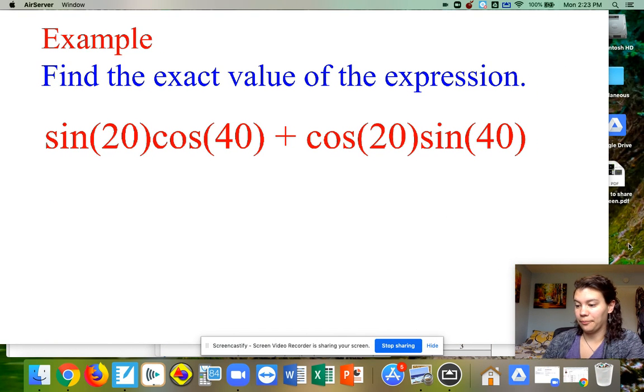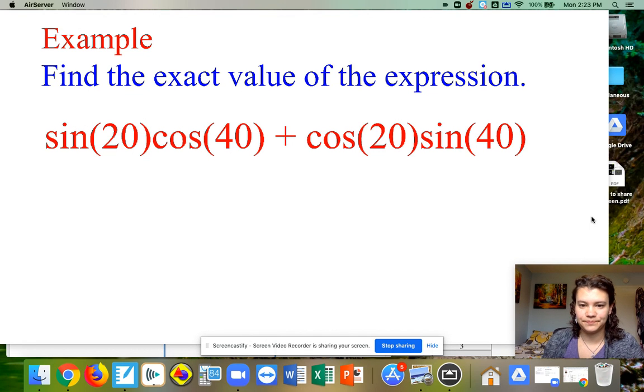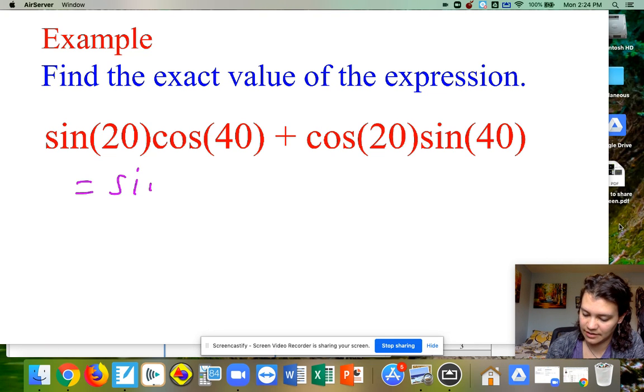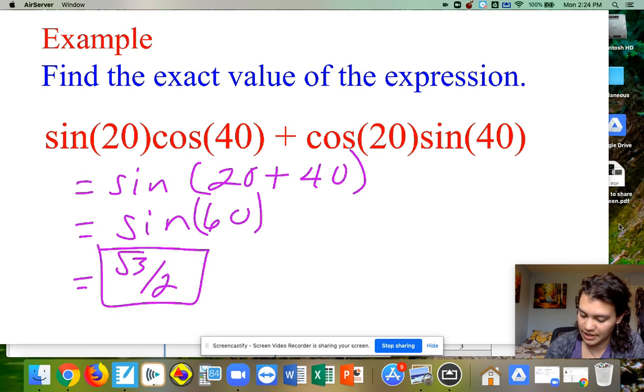So this one we're going backwards. It gives you the expanded out form and you want to figure out what it is. So you're trying to match which of the formulas it is. If I go back to this sheet, you're trying to figure out which of these is it and then go backwards. So if you look at this, it's going to be the sine addition formula. So you can rewrite this as sine of 20 plus 40, which simplifies to the sine of 60. And then using your sheet, you'll get root 3 over 2 as your final answer.